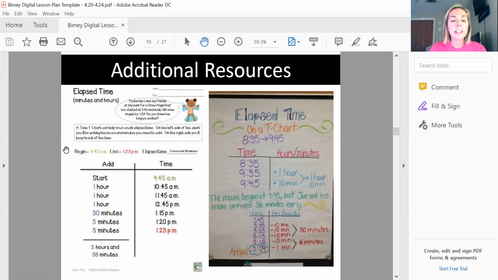All right, so I'm going to show you an example. Let me go over here to this one first. So this teacher says the begin time was 9:45 a.m. and 1:23 p.m. because they were doing snow angels. The elapsed time they had to solve for. So she started at this time right here, 9:45, and wrote start next to it. And then she added an hour until she couldn't add any more hours, and she knew that if she added another hour after 12:45, it would be 1:45, and that was past the time. So I'm going to show you how to do this strategy now.